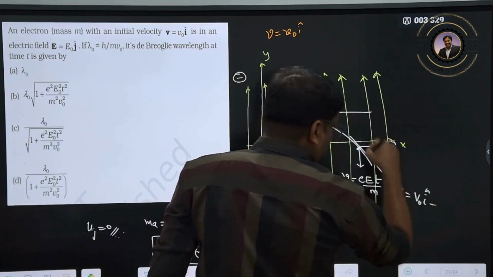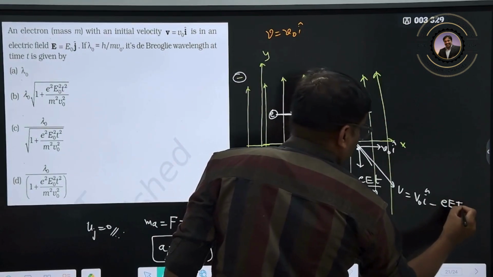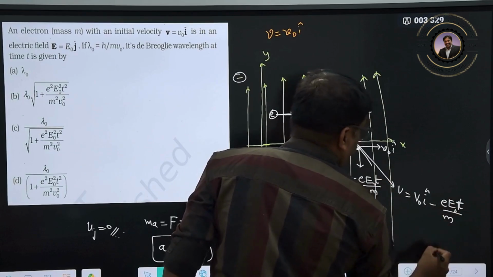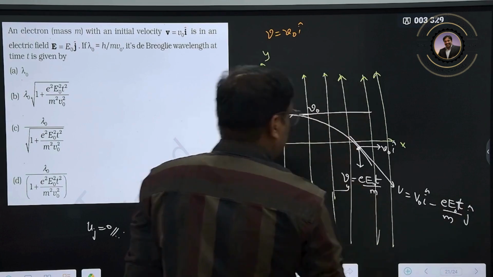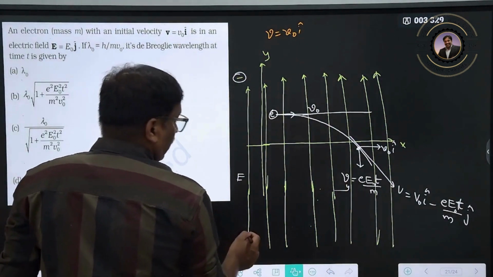Why is it minus? Because it is going in the negative y direction now. E into T, therefore it is E naught into T divided by M, in J cap. So this will be the velocity of the particle now. Clear? Now we can write down the de Broglie wavelength.